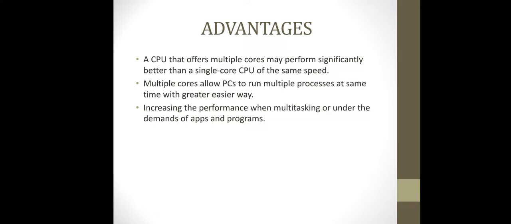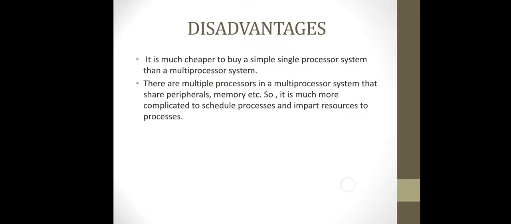Advantages of homogeneous and heterogeneous multi-core system. A CPU that offers multi-cores performs significantly better than a single core CPU of the same speed. Multi-cores allow PCs to run multiple processes at the same time in an easier way, increasing the performance when multitasking or under the demands of apps and programs.